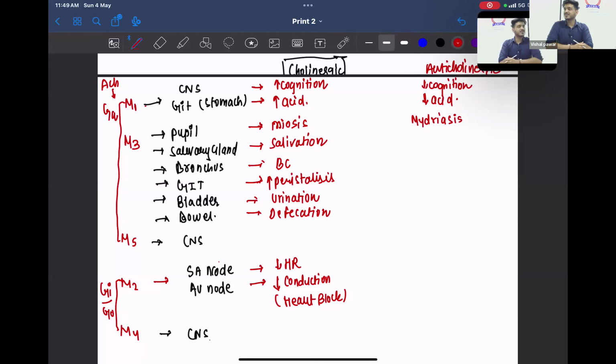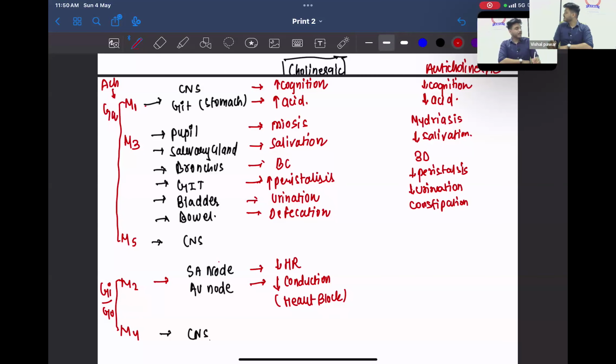Next, what will happen to the salivary gland? Decrease in salivation will be there. What happens to the bronchus? Bronchodilation. What happens to peristalsis? Decrease in peristalsis, or maybe you can call it constipation. Decrease in urination, that means urine retention will be there. Decrease in defecation, that is also going to be what? Constipation, right? These things will be there.